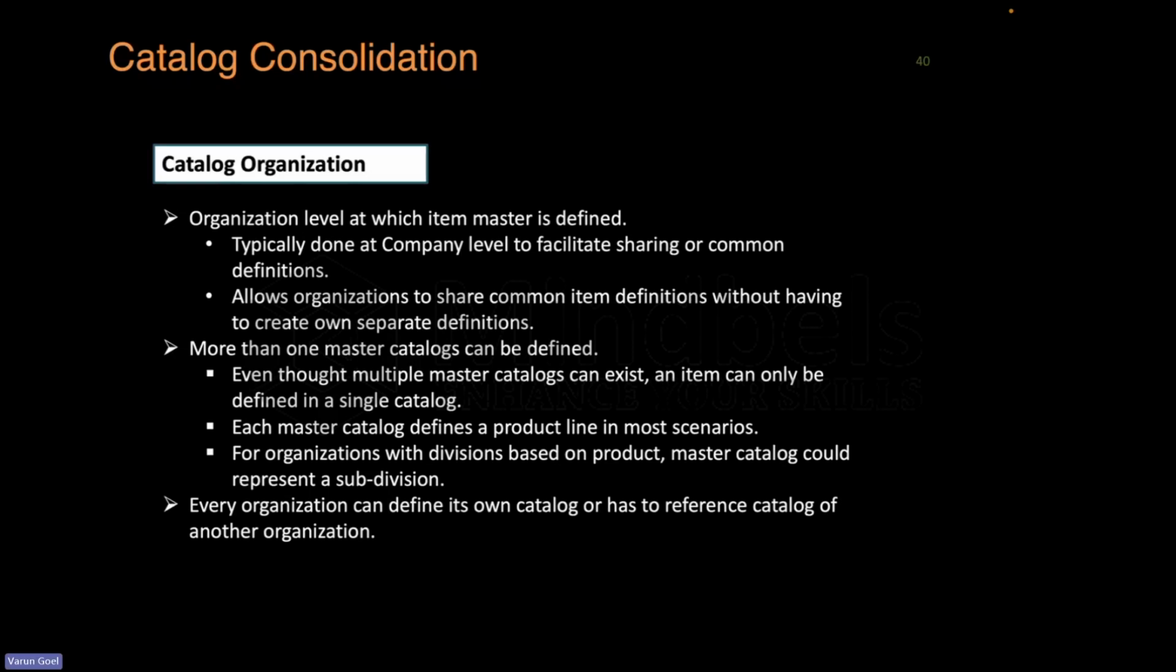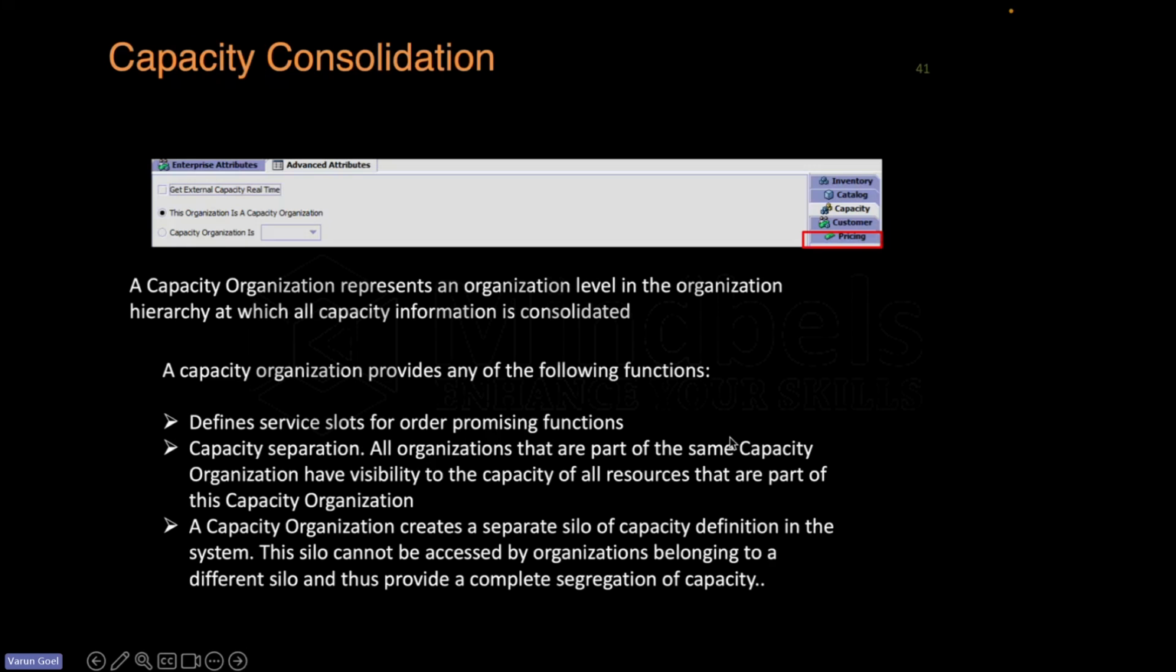Capacity consolidation. A capacity organization represents an organization level in the organization hierarchy at which all capacity information is consolidated. This is mainly maintained for your stores and warehouses, right? So only stores have inventory. When you create any node organization as a store, there you maintain that this is my capacity organization. A capacity organization provides the following functions: define service slots for the order promising function. So you can define service slots, these are the slots where I'm operational.